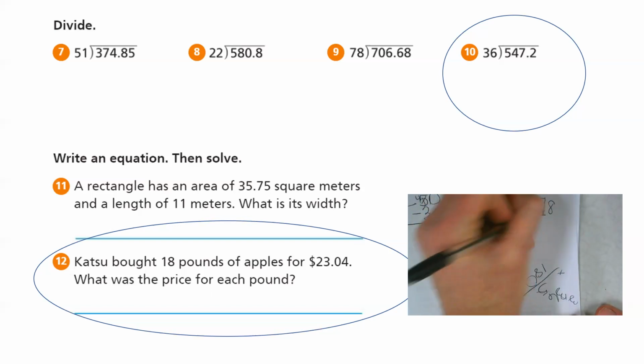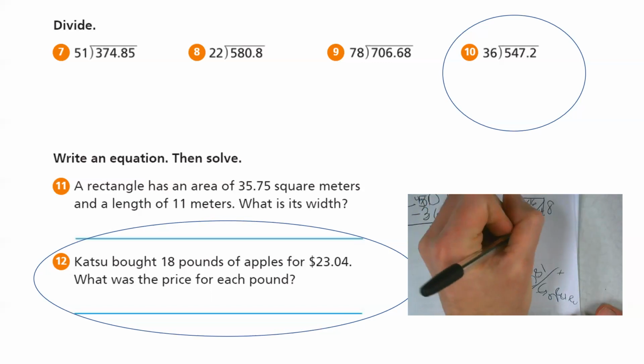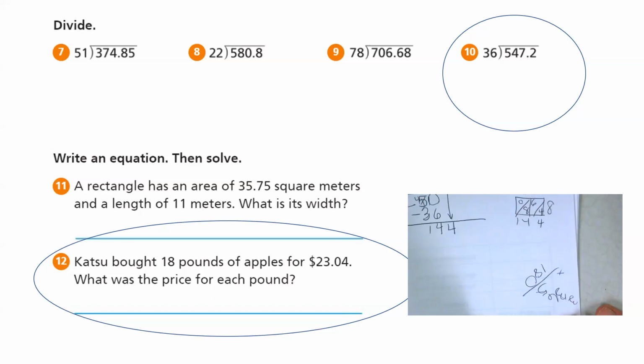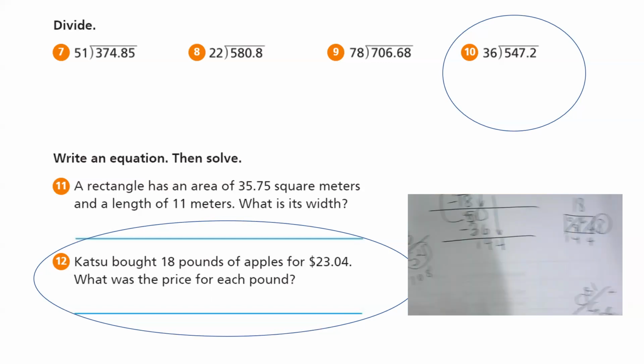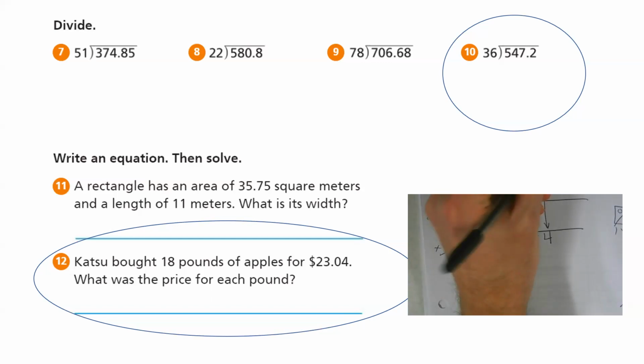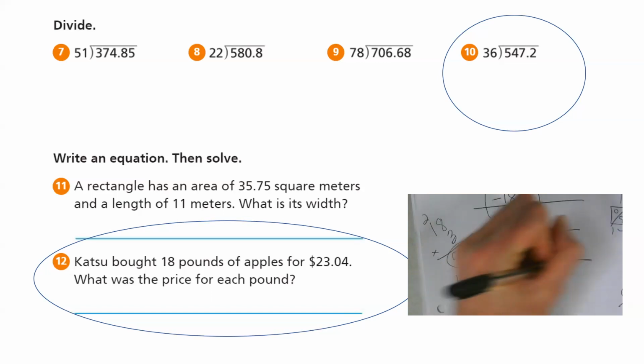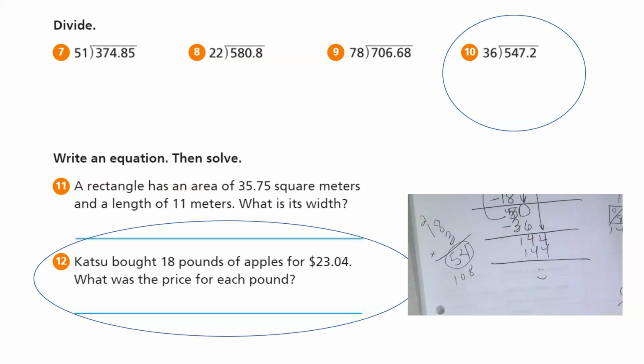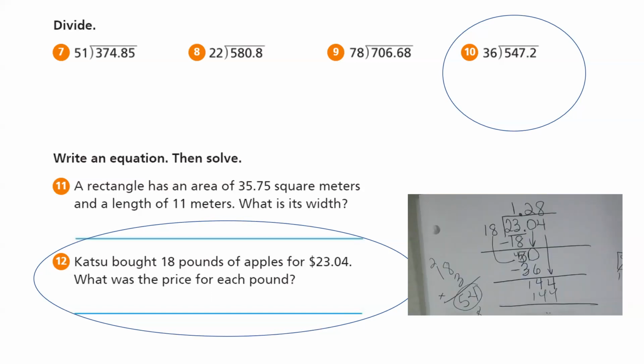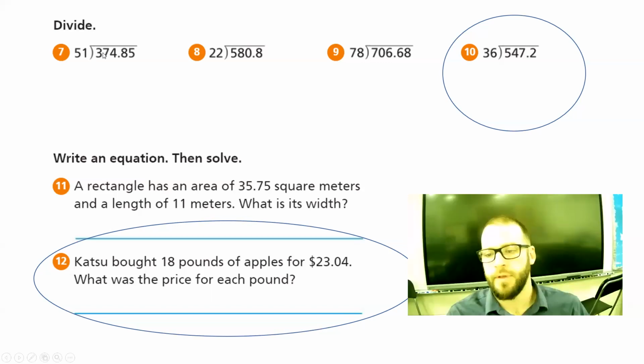8 times 8, 64. 144. Perfect. 8 groups is my 144. And I'm happy. So that answers 1 and 28 hundredths. 1 and 28 hundredths. All right.